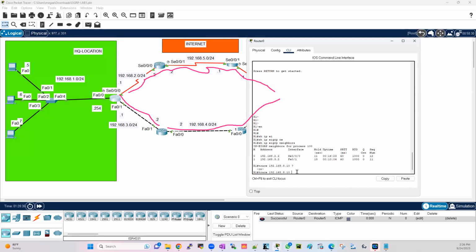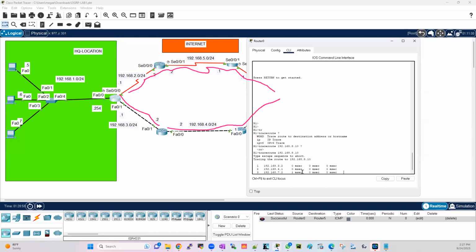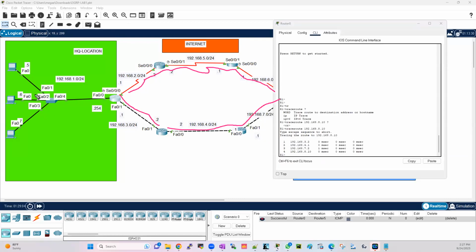Okay, can I work here? Okay, let me check if you can work on this interface exit. Traceroute. Okay. 192.168.8.10. All right. So can we see my screen? Hello? Yes, we can see, sir.